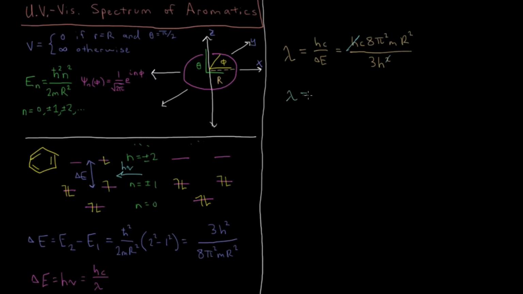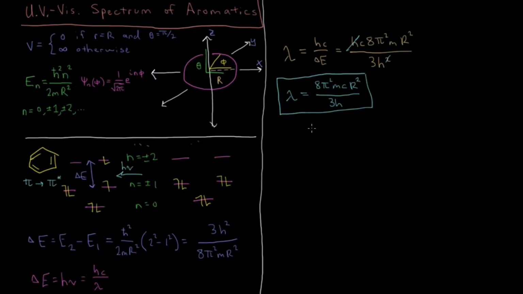So our final answer here for lambda is going to be that lambda max for benzene, the maximum UV-Vis absorption wavelength, is going to be 8 pi squared times mass times speed of light times the radius of the ring squared over 3 times Planck's constant. This is our absorption wavelength for the UV-Vis electronic transition of the benzene molecule, the pi to pi star transition, as we would say, going from the pi bonding orbital to the pi star antibonding orbital.